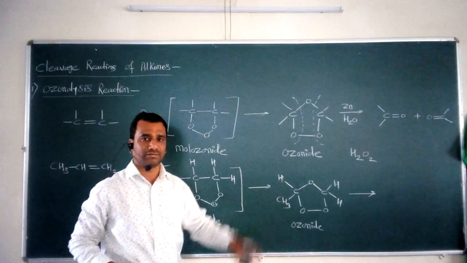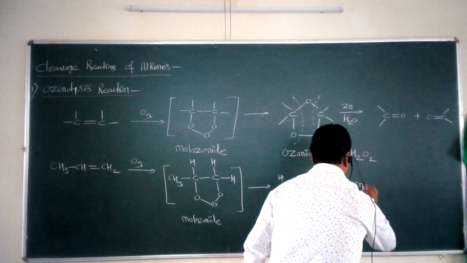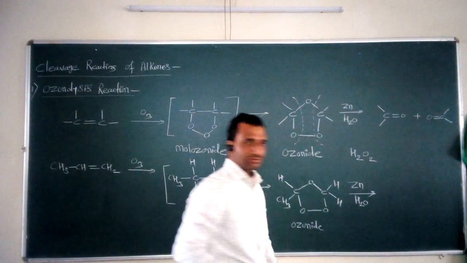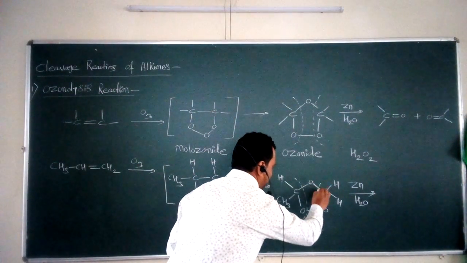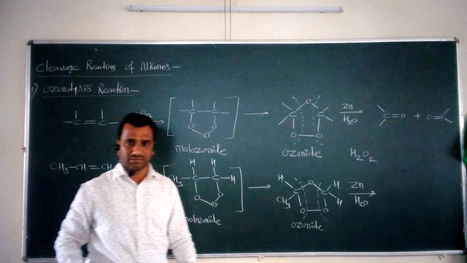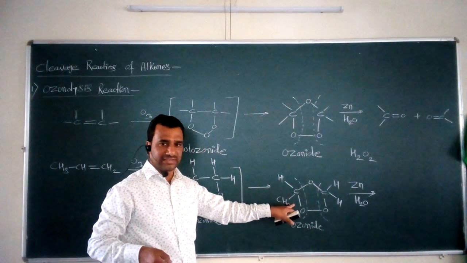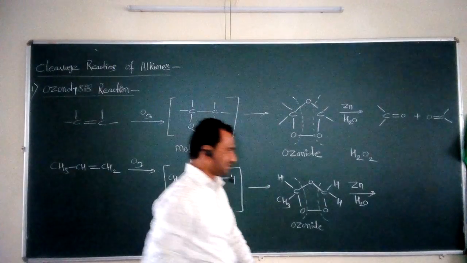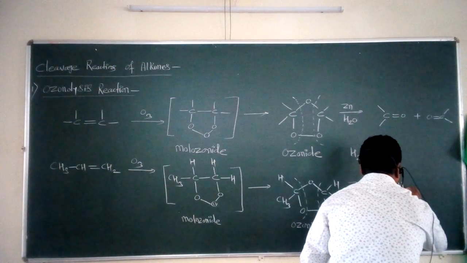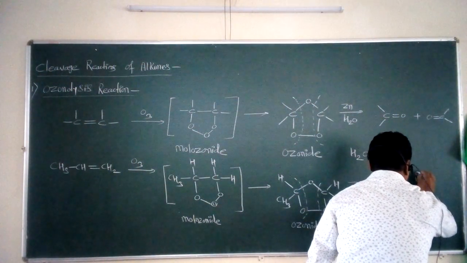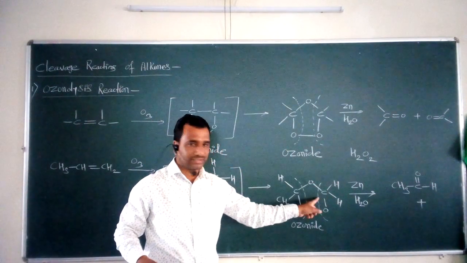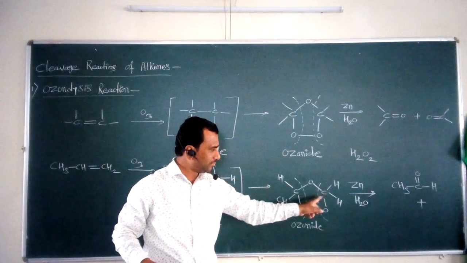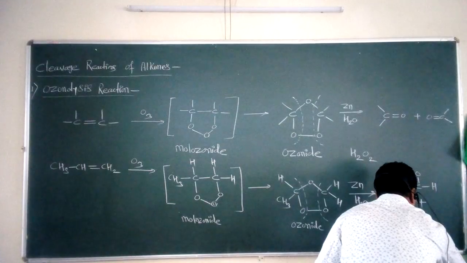Once we obtain this ozonide, in the last step, what do we have to do here? This ozonide can interact with zinc and water molecule, and after that, a breaking of the bond takes place. Finally, what is the product? We get CH3 C double bond O single bond H as the first product, plus the second product, H single bond C double bond O single bond H.